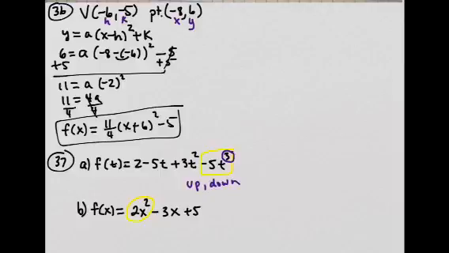And then for B, the leading term is the first one, 2x squared. So the degree is even and the A is positive. So this is going to give you an up. So on the left side it goes up and on the right side it goes up.